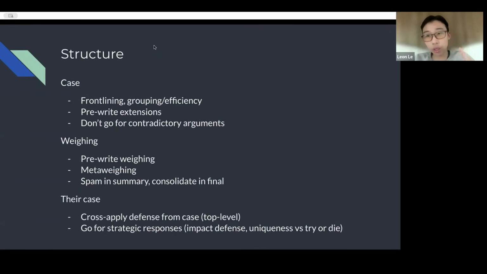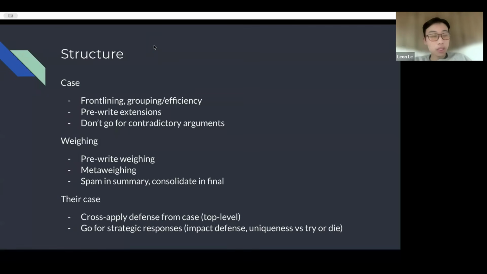go about it is first, if they are AF, you should always go for an answer to their uniqueness. That way, if their uniqueness isn't 100%, they just don't access try or die. So that gets rid of one of their strongest weighing mechanisms. So the first thing that you want to do is extend some form of answer to their uniqueness. Even if it's bad, just be like, look, their uniqueness isn't 100, so they can't access try or die.